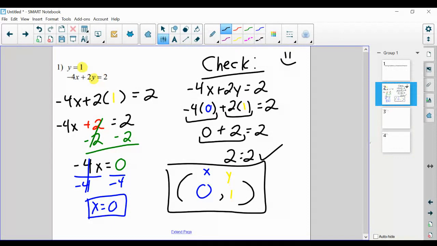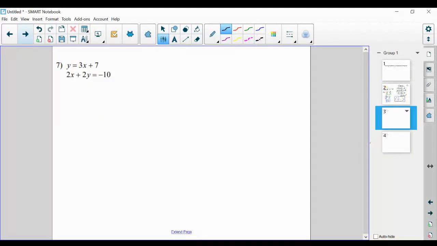Awesome. Let's go through another problem. Problem number 7 looks like this. The system is y equals 3x plus 7, and 2x plus 2y is equal to negative 10. So here's the beautiful thing about this system, is we know what y is equal to. We know that y is equal to 3x plus 7. We may not know the value of 3x plus 7, but we know that we don't need the y because we know it's equal to 3x plus 7.